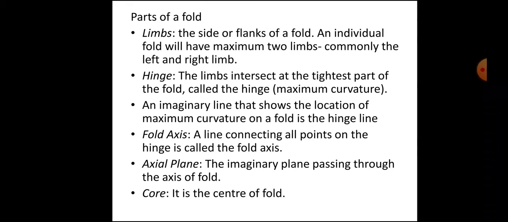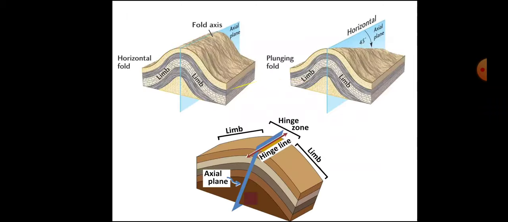Fault axis. A line connecting all points on the hinge is called the fault axis. Axial plane. The imaginary plane passing through the axis of the fault. Core. It is the center of the fault.